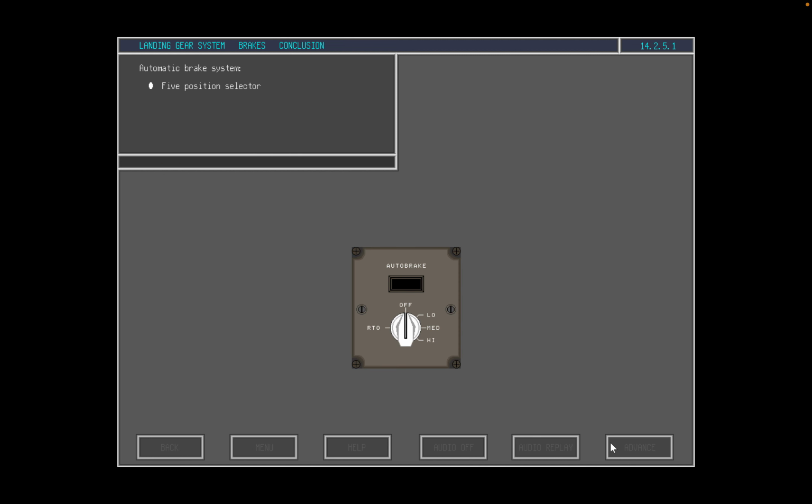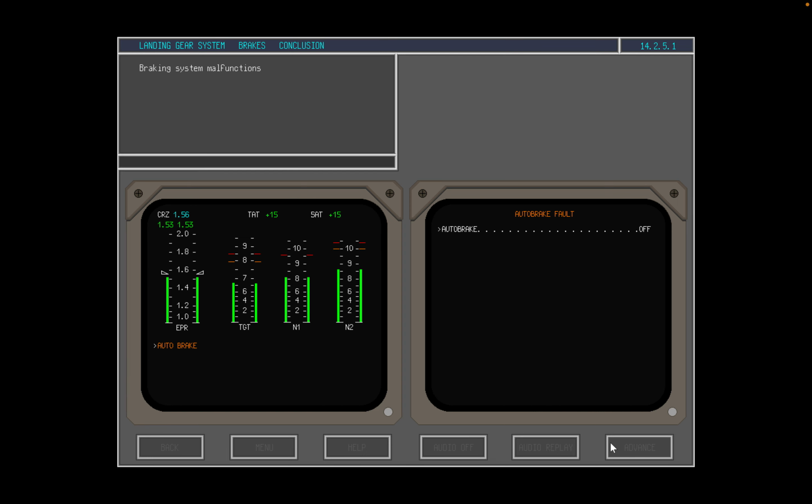It was stated that the automatic braking system is controlled by means of a 5-position selector. The purpose of each selector position was explained. Finally, we looked at malfunctions in the braking system. We noted that these apply to brake temperature, the anti-skid system, and faults in the auto brake mechanism.